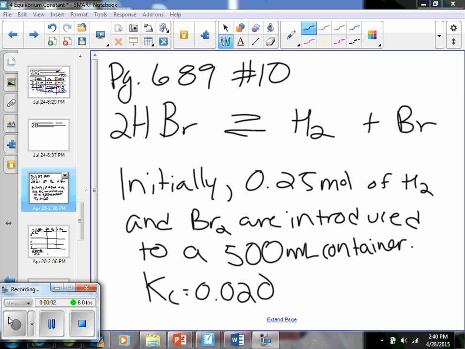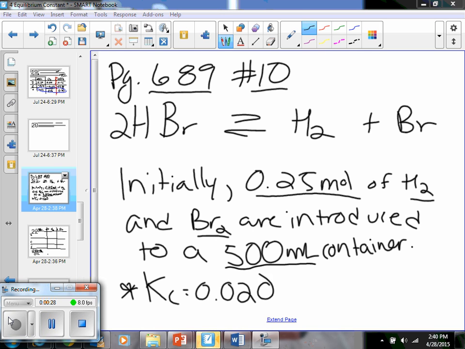All right, so this question's a little different from the last one. This is from the textbook, page 689, number 10. Here's our balanced reaction equation. And the question says initially 0.25 moles of hydrogen gas and bromine gas are introduced to a 500 milliliter container. This question's a little different because we're given Kc and we're asked to find what the concentrations at equilibrium are.